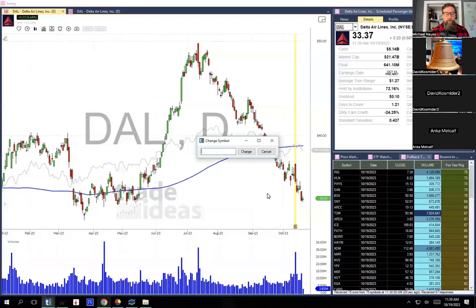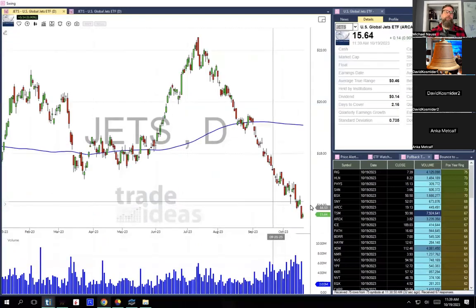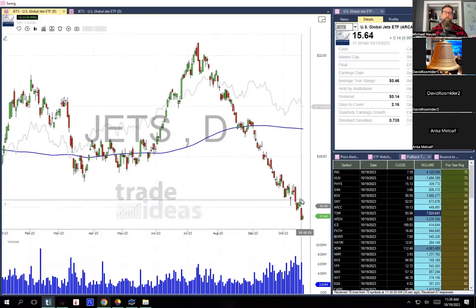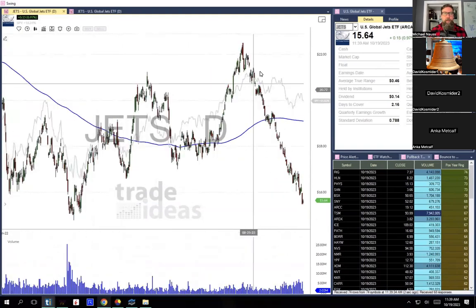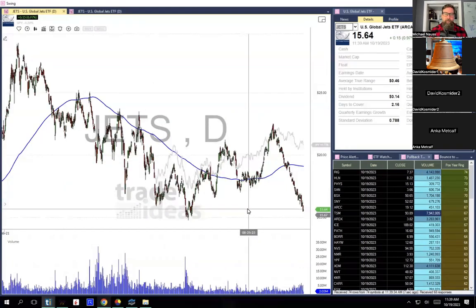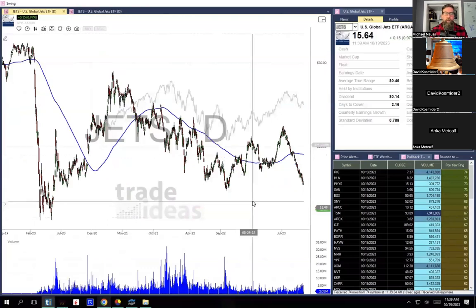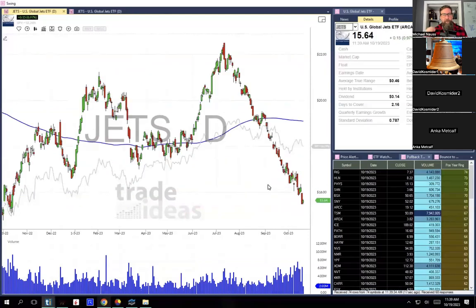JETS is another way to play this. JETS is an index that has Delta, Southwest, American Airlines. Those are the only 3 Yankee airlines that I know. There's another way to play it, kind of diversifies it out a bit. But yeah, you're playing an oversold bounce. If you want to talk about bad industries, they say the easiest way to become a millionaire is to start with 100 million and invest in airlines. Yeah, they're tough businesses.